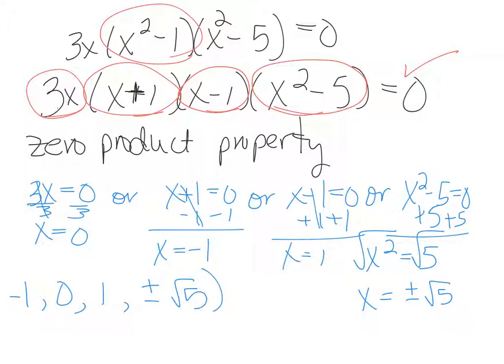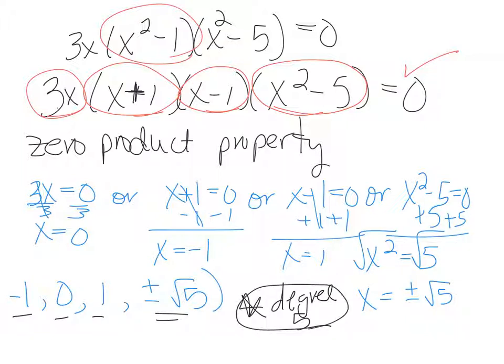What's really, really important here is your original equation. If you look at it right there in front of you, the degree is 5, so I should have 5 solutions. 1, 2, 3, 4, 5, because my degree is 5. Okay? It's a great way to check that you got them all.